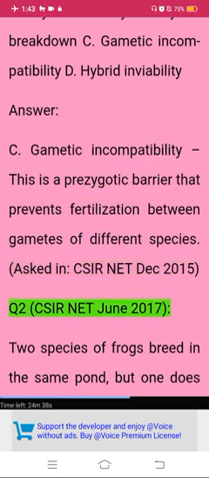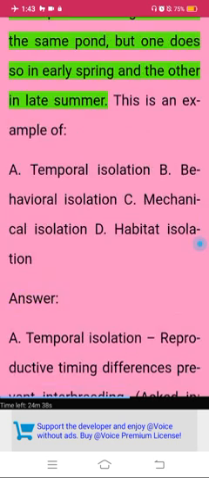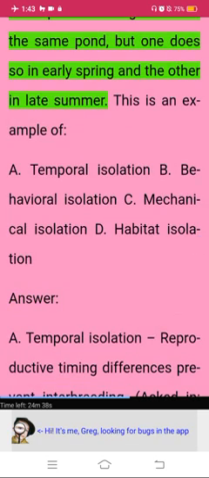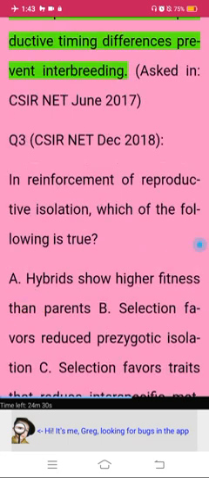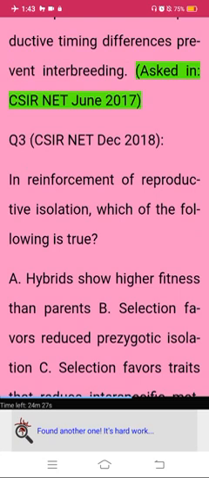Q2, CSIR-NET June 2017. Two species of frogs breed in the same pond, but one does so in early spring and the other in late summer. This is an example of: A, temporal isolation. B, behavioral isolation. C, mechanical isolation. D, habitat isolation. Answer: A, temporal isolation. Reproductive timing differences prevent interbreeding. Asked in CSIR-NET June 2017.